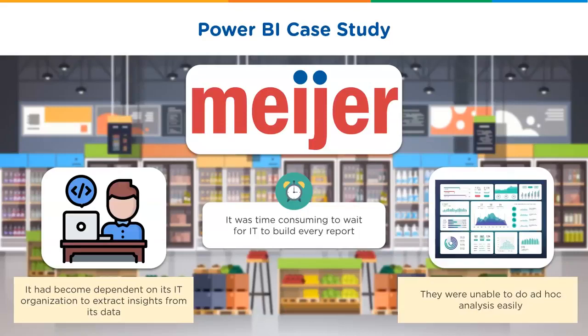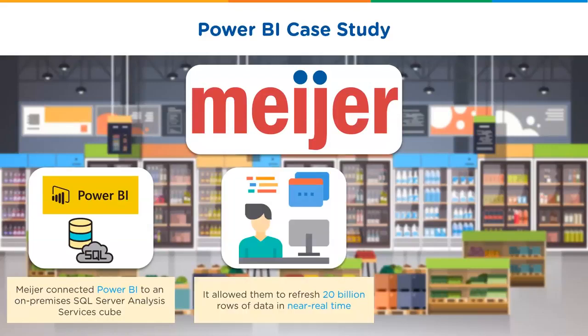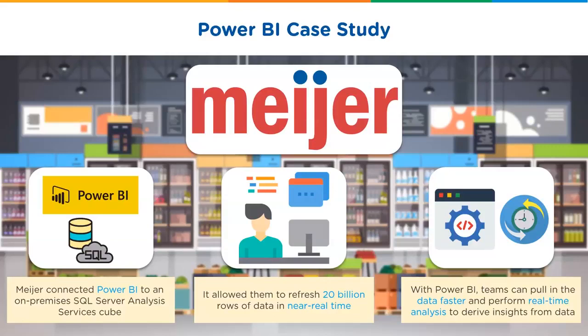Meijer was unable to perform ad hoc and real-time analysis easily. So what Meijer did was connect Power BI to an on-premises SQL Server Analysis Services Cube. This allowed them to refresh 20 billion rows of data in near real time. With Power BI, teams can now pull in the data faster and perform real-time analysis to derive insights from data.